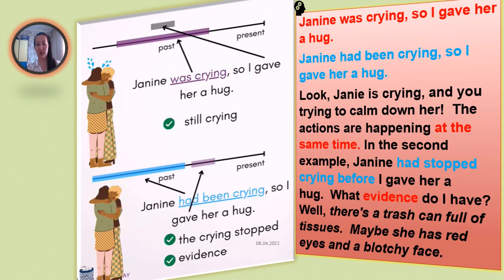Let's have two more examples. Jenny was crying, so I gave her a hug. Jenny had been crying, so I gave her a hug. Look, Jenny is crying, and you're trying to calm her down. The actions are happening at the same time. In the second example, Jenny had stopped crying before I gave her a hug. What evidence do I have? Well, there is a trash can full of tissues. Maybe she has red eyes and a blotchy face.